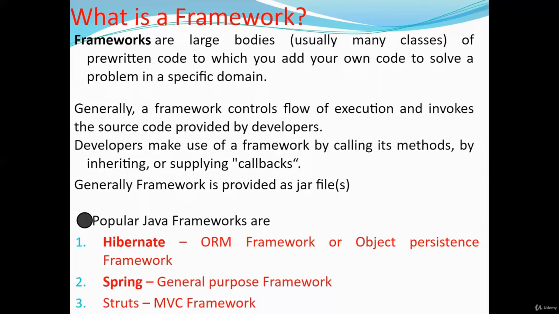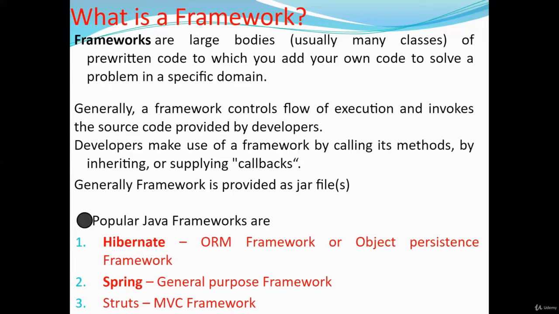With this, at least 20 to 25% of the code is saved. For example, let us assume you are developing a small application of 1,000 lines of code. Easily you can save 20%, that is 200 lines of code. So that is about Hibernate.